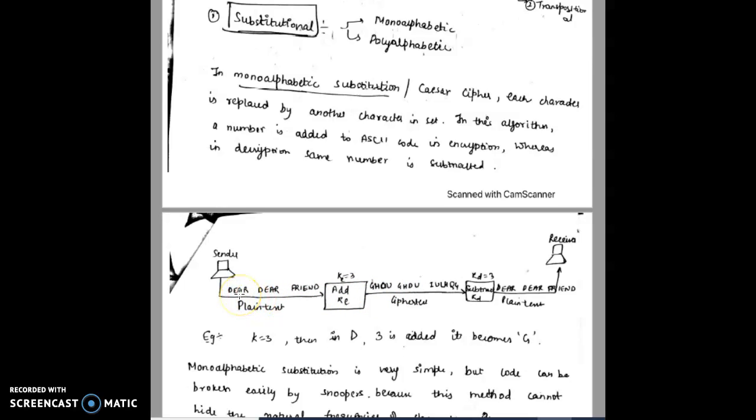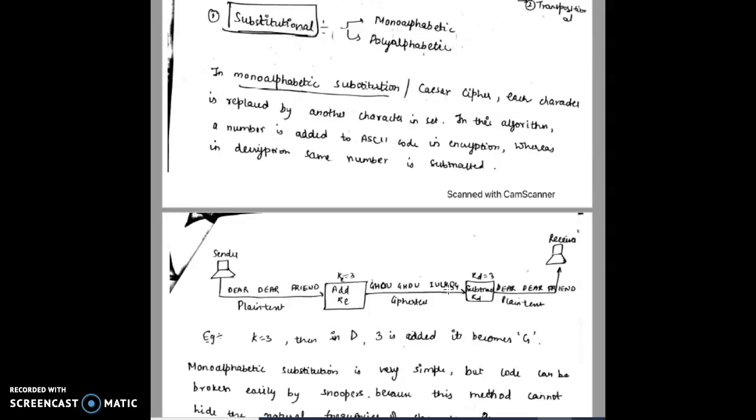Similarly, A, the third character after A: B is your first character, C is your second character, D is your third character. So now it comes D. Similarly, R is replaced. In this manner, character by character, you are replacing the plain text into cipher. So this is a character level encryption.